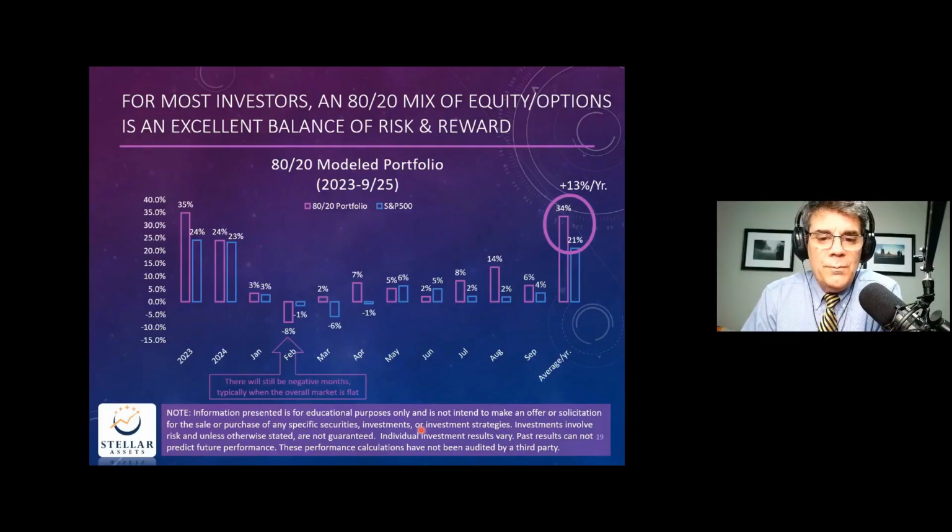Individual results vary. Past results cannot predict, may not predict future performance. Performance calculations have not been audited by a third party, et cetera. Individual results vary.